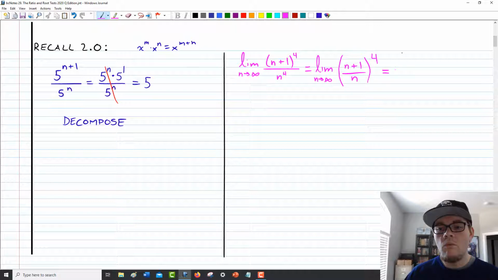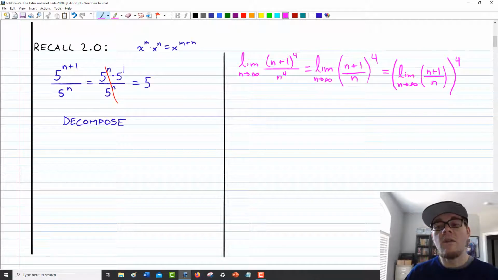In addition, we could then also use a limit property, which says that we're allowed to bring that limit inside the power. So this becomes the limit as n goes to infinity of n plus 1 over n, all to the fourth. So now we're raising the limit to the fourth power. Now, the limit as n goes to infinity of n plus 1 over n can be solved and evaluated many different ways. No matter how you do it though, you get 1. So in this case, that limit is equal to 1 to the fourth power, which is equal to 1.